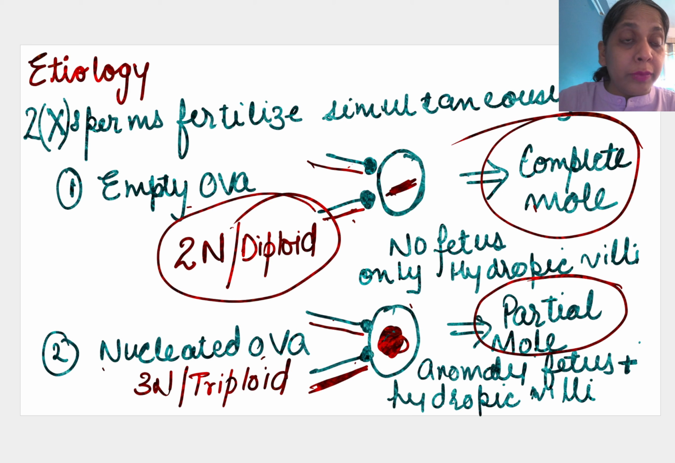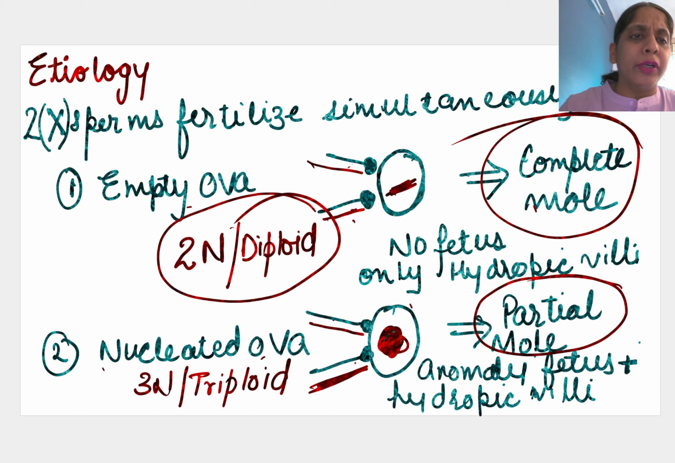Now in the partial mole, a fetus was there, which means the mother nucleus was there. Mother nucleus is necessary to form the fetus. Partial mole means a fetus is there along with villi problems, hydropic villi. A fetus is there, meaning the mother nucleus was there: mother nucleus plus those two sperms, triploid.